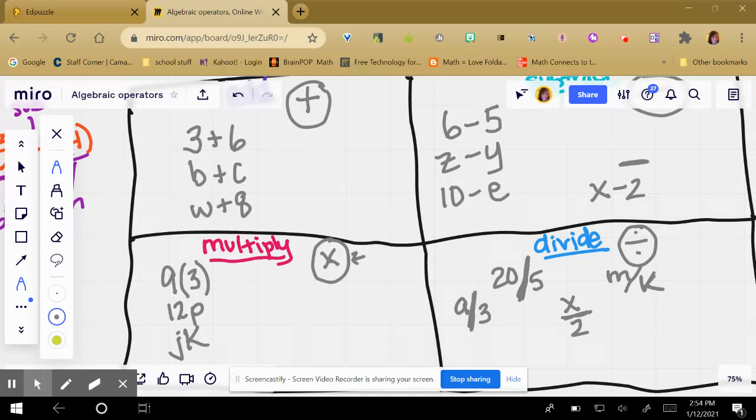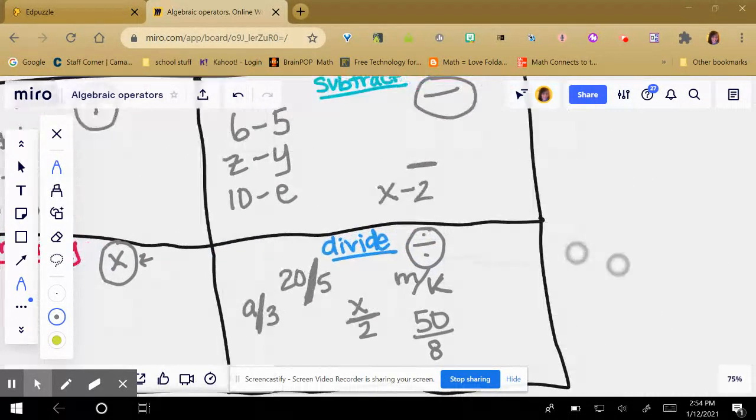Last one. If I want to show 50 divided by 8, then I'm going to write it like that. So whether you see a slash sign or a fraction-y looking thing, that means to divide. Okay, hope that is clear for you.